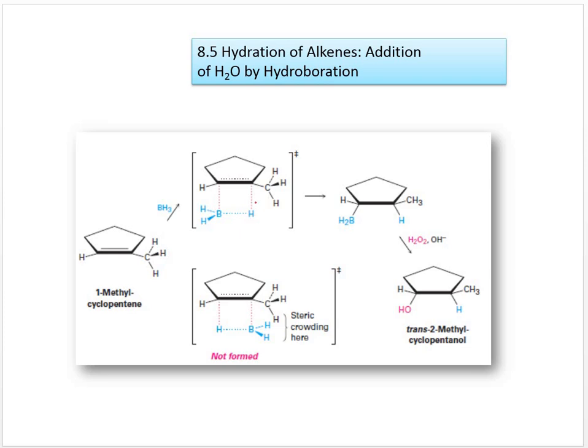So there is no way that this hydrogen can be added to the upper side and BH2 can be added to the lower side or lower face. There is no possibility for that. For that reason, BH2 and H are added from the same side, and we say this is syn addition or same side addition. That's the first thing.